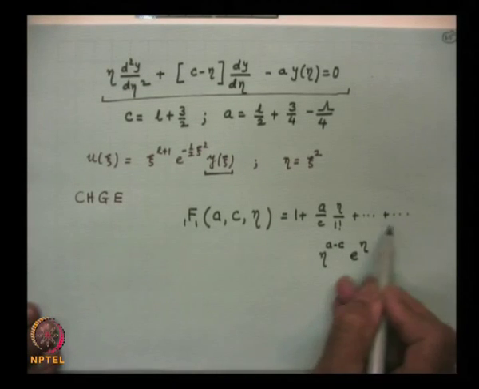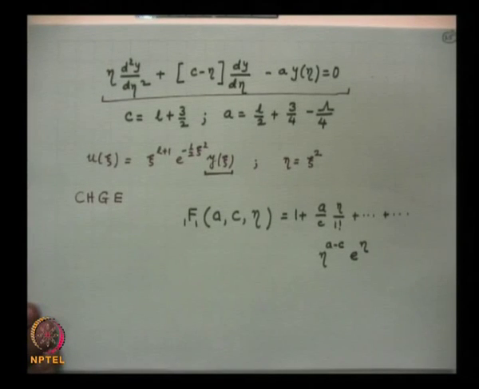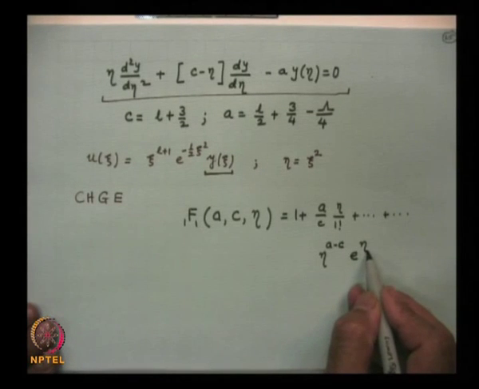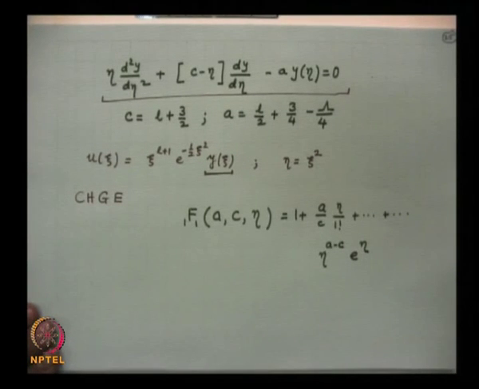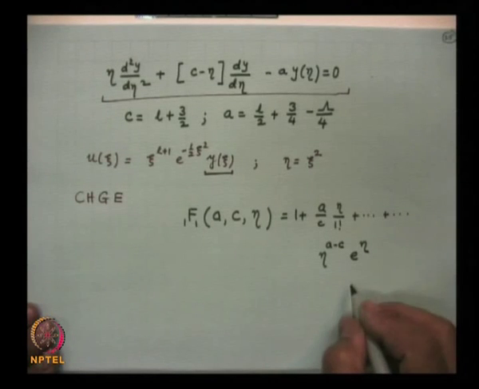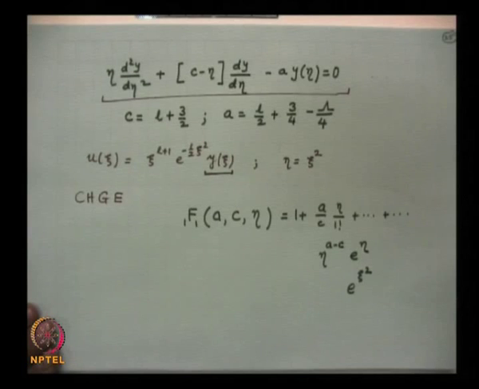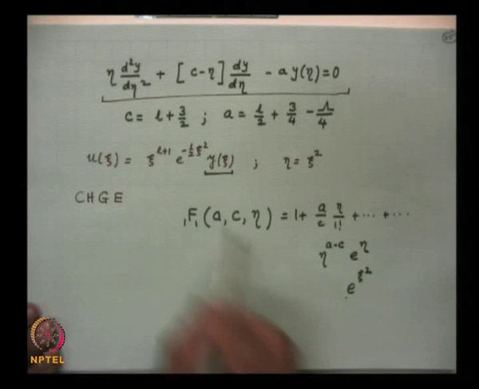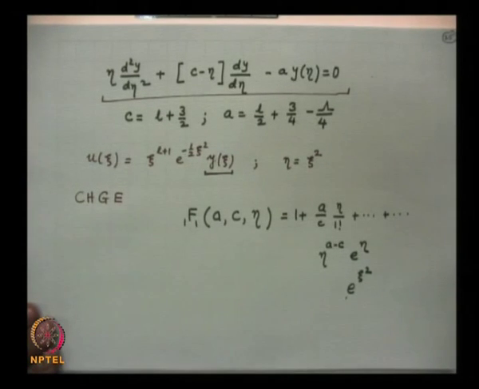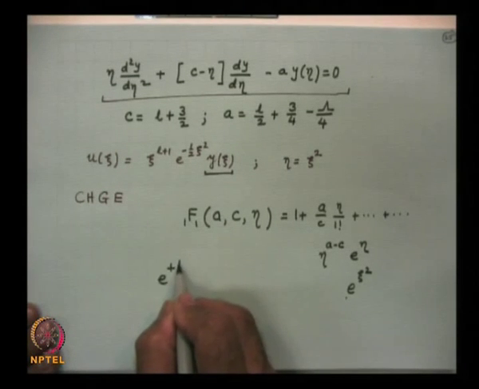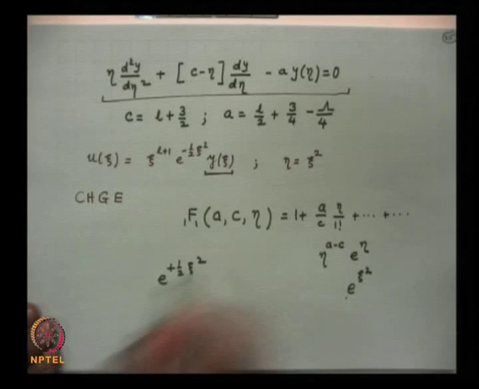So, this infinite series once again is convergent, but if it is not terminated, if it is an infinite series, then for large values of eta it will behave as e to the power of eta, that is e to the power of xi square. So, e to the power of xi square times e to the power of minus half xi square becomes e to the power of plus half xi square, and therefore, the function will blow up.